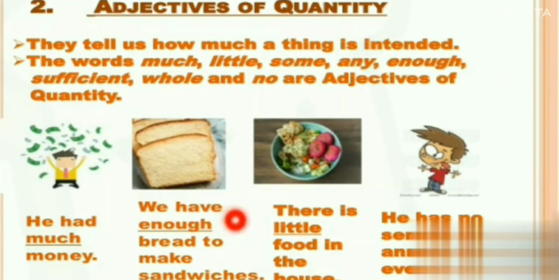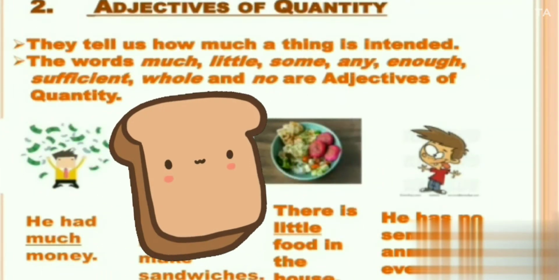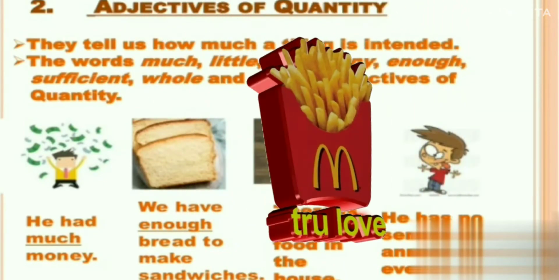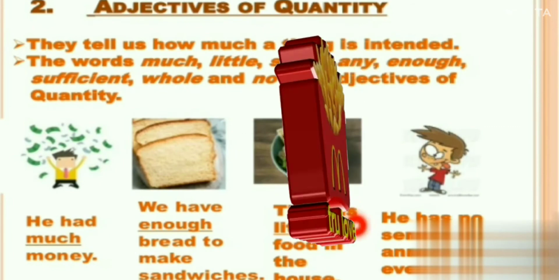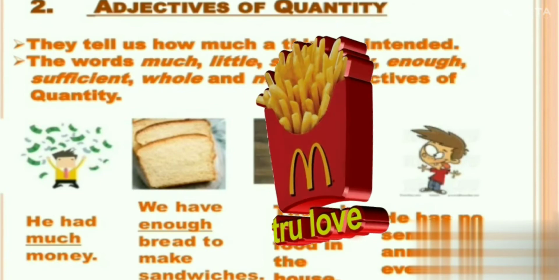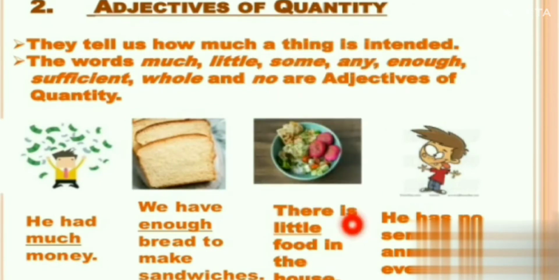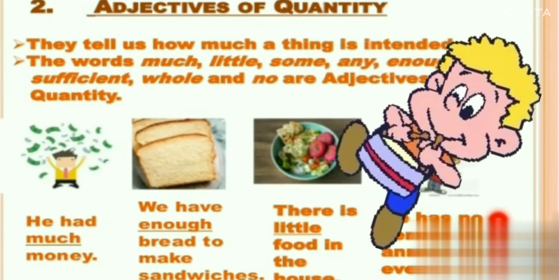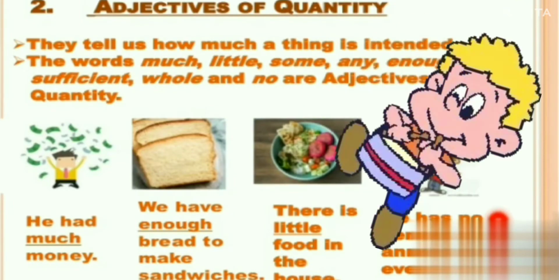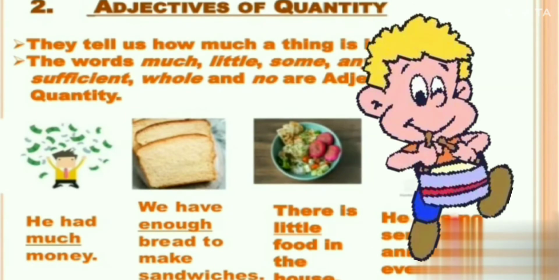Look at the second example. We had enough bread to make sandwiches. Now bread is a noun and enough is adjective of quantity. Next example. There is little food in the house. Food is a noun and little is adjective of quantity, adding some meaning to food. Next example. He has no sense and annoys everyone. So no is adjective of quantity modifying sense.